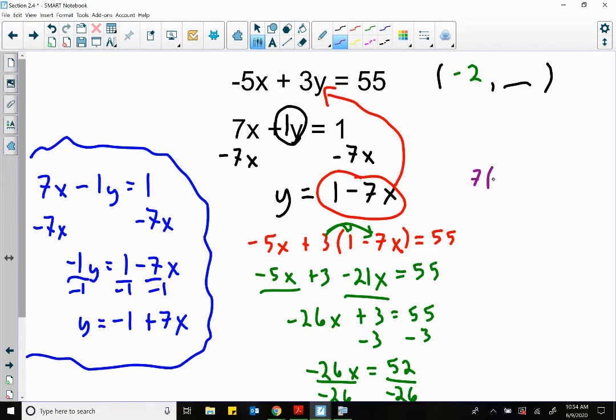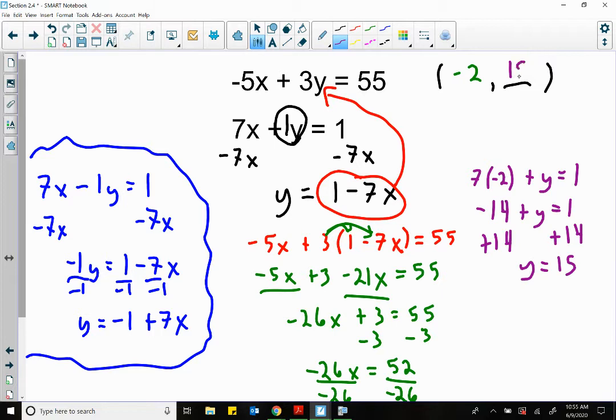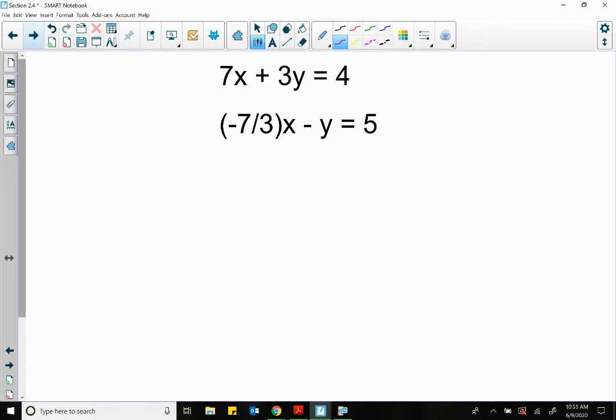So 7 times negative 2 plus y equals 1. So that's negative 14 plus y equals 1. So add 14 to both sides. And you now know that y is 15. And there is the answer. Negative 2, 15. All right. Go ahead, try it on your own.